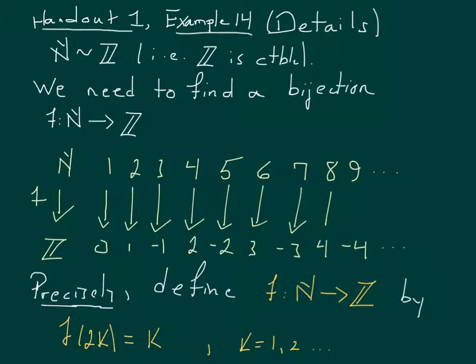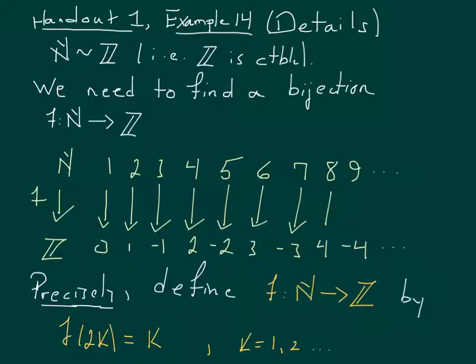Okay, so we began discussing example 14 in class, and in this video I just want to supply some of the details that we didn't provide there. So what were we trying to do? We're trying to show that the set of integers Z is countable. And to do that, we need to find a bijection from N onto Z.